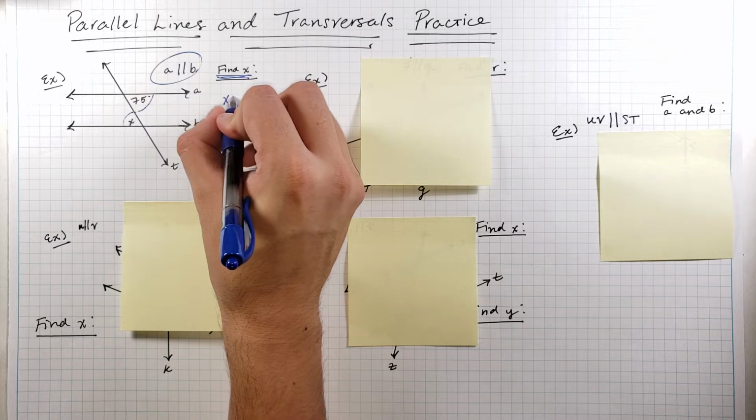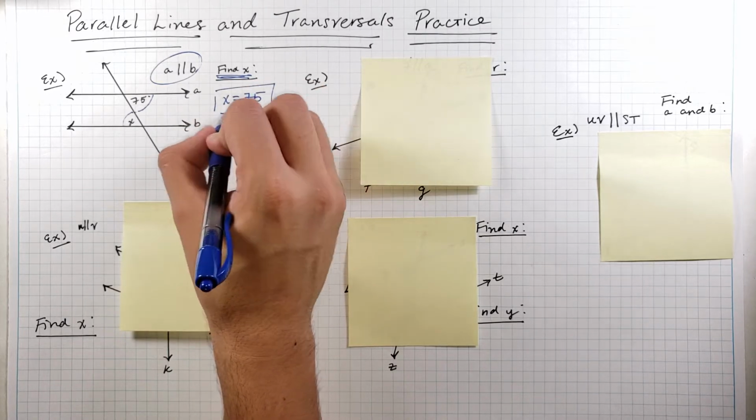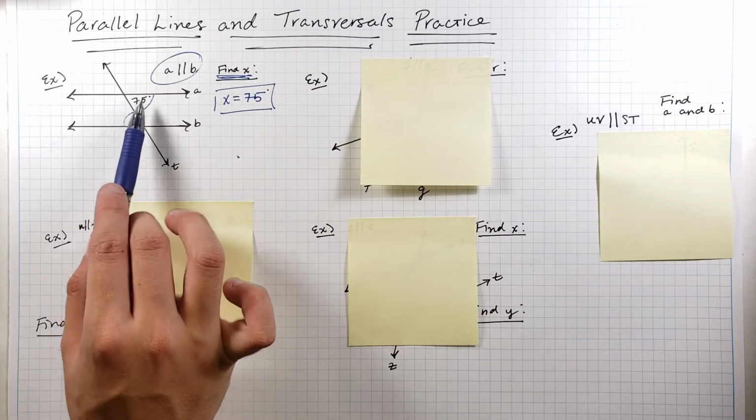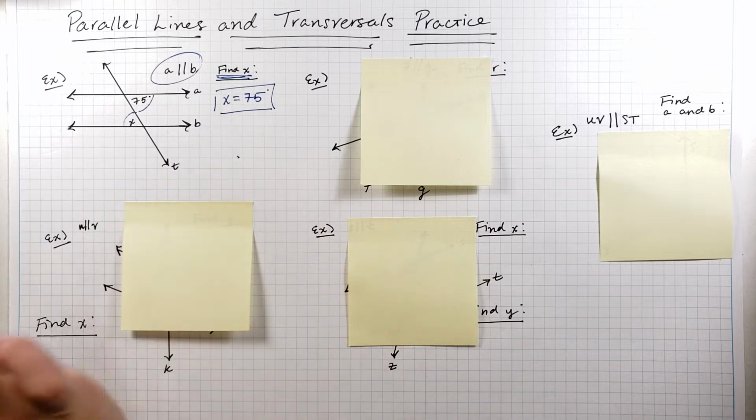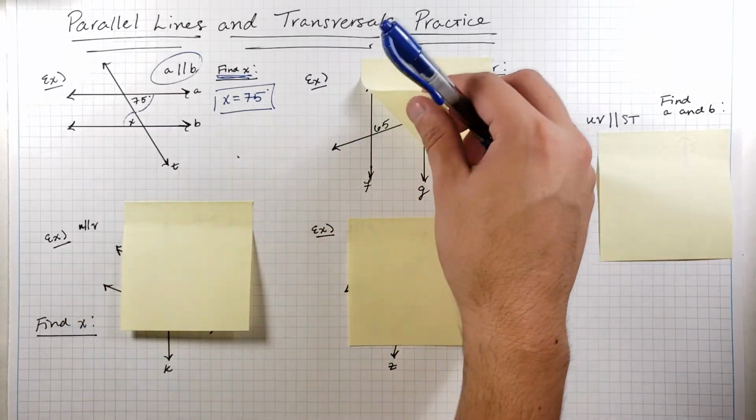X is just 75. That's it. Done. As long as you recognize alternate interior angles are congruent. All right, you want to remember that, okay? Next example.